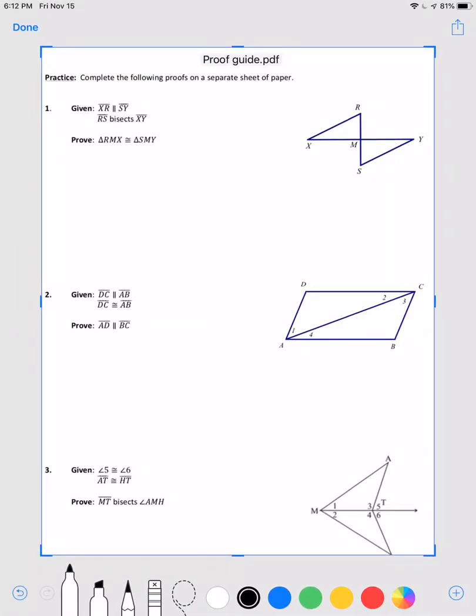Okay, so again, we know DC is parallel to AB. We also know they're congruent, and we've got to prove that AD is congruent to CB.